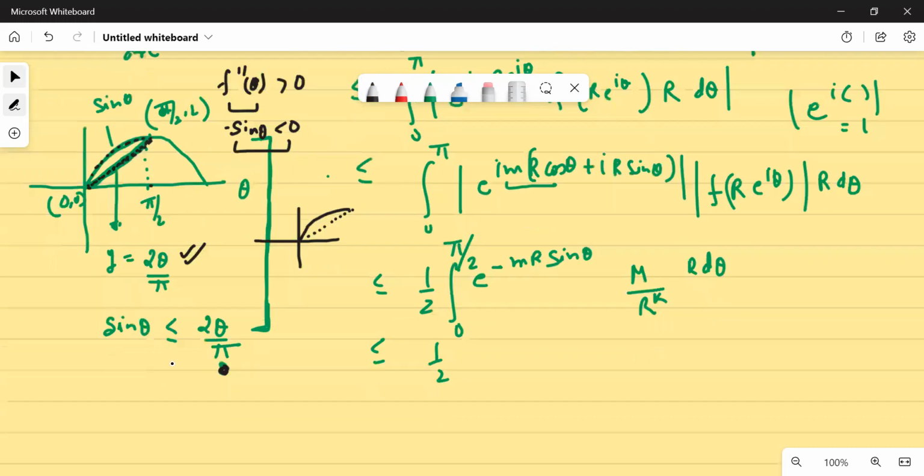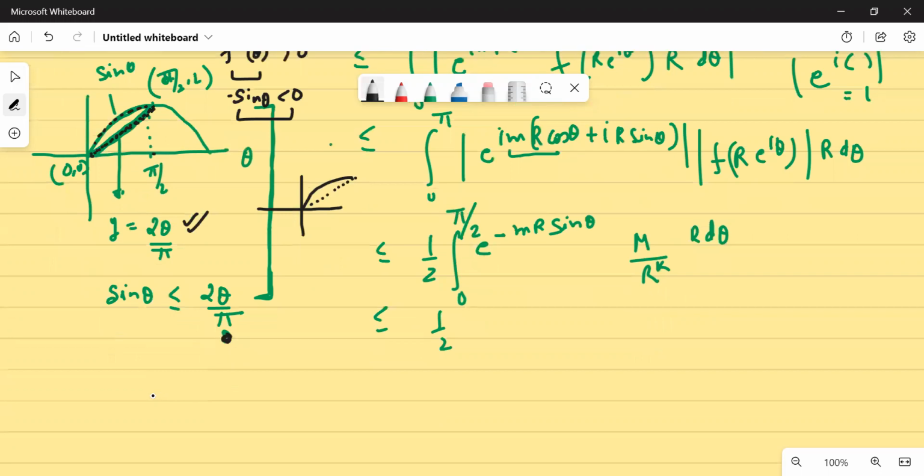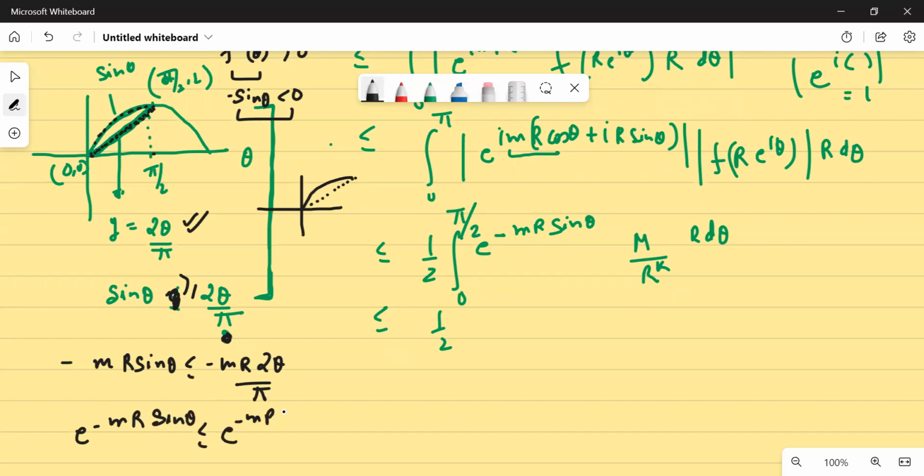Bharat, is that clear to you? Sir, that line lies below the sine theta curve. So sine theta should be greater than equal to 2 theta by pi. Sorry, my mistake. Sine theta should be greater than equal to 2 theta by pi. So if I multiply with minus mr, can I not write it as minus mr sine theta on one side and minus mr 2 theta upon pi on the other? And if I write it in this fashion, e to the power minus mr sine theta should be less than equal to e to the power minus mr 2 theta upon pi.